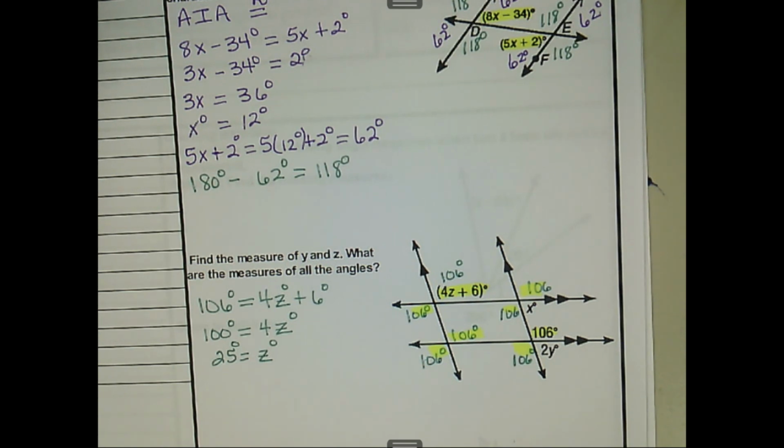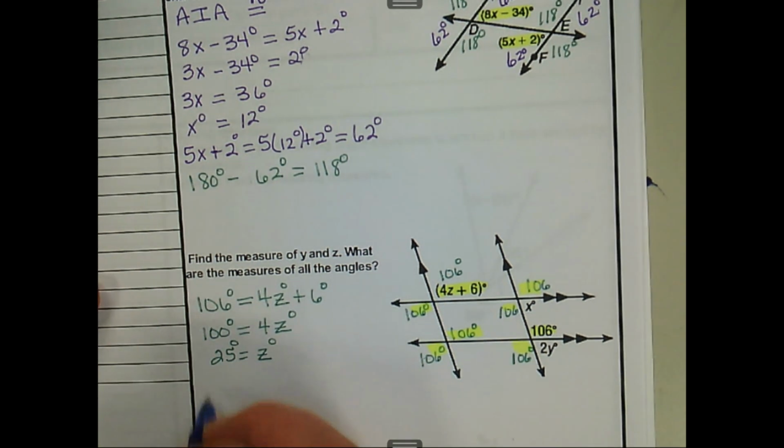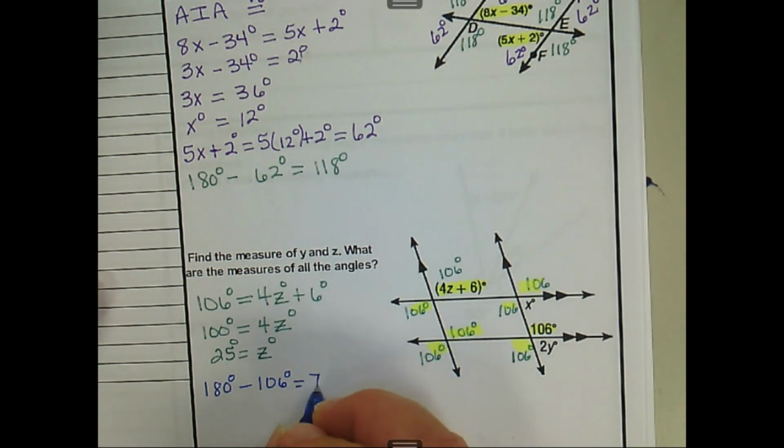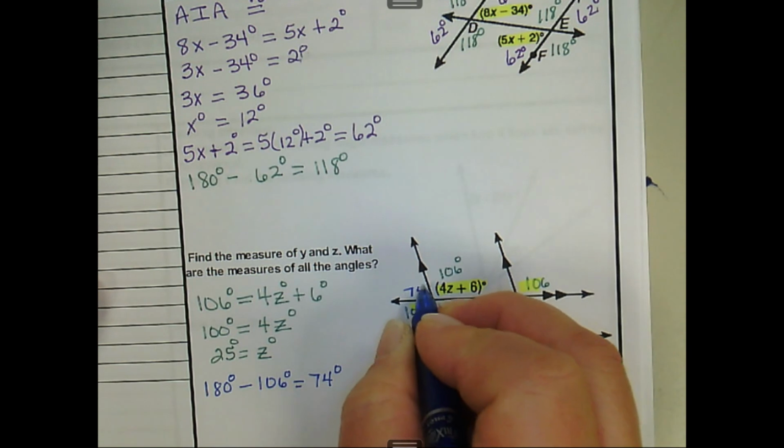Now I need to find y, and I need to find the other angles. Well, to find the other angles, I need to take 180 degrees minus 106 degrees. Okay, 180 minus 106 leaves me with 74 degrees. The rest are all 74 degrees.